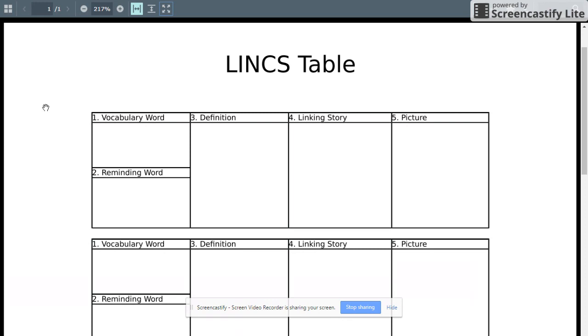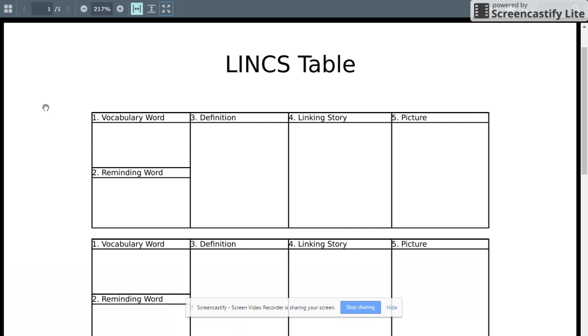And the last section is the picture. When we do these links tables online, you're going to find a picture of something, either maybe an example of what the word means or something related to your word, and paste it into the box for your picture. And that is your links table.